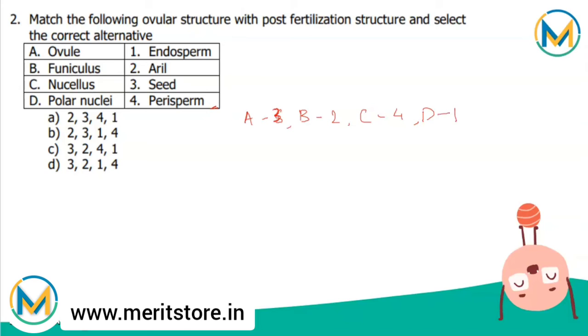So let's look at the correct pairs. That is the first, 3. It's there in options C and D. Then 2 is also there in C and D. Then we have 4. It's there only in option C, that is 4 and 1. So the correct answer for this question is option C.